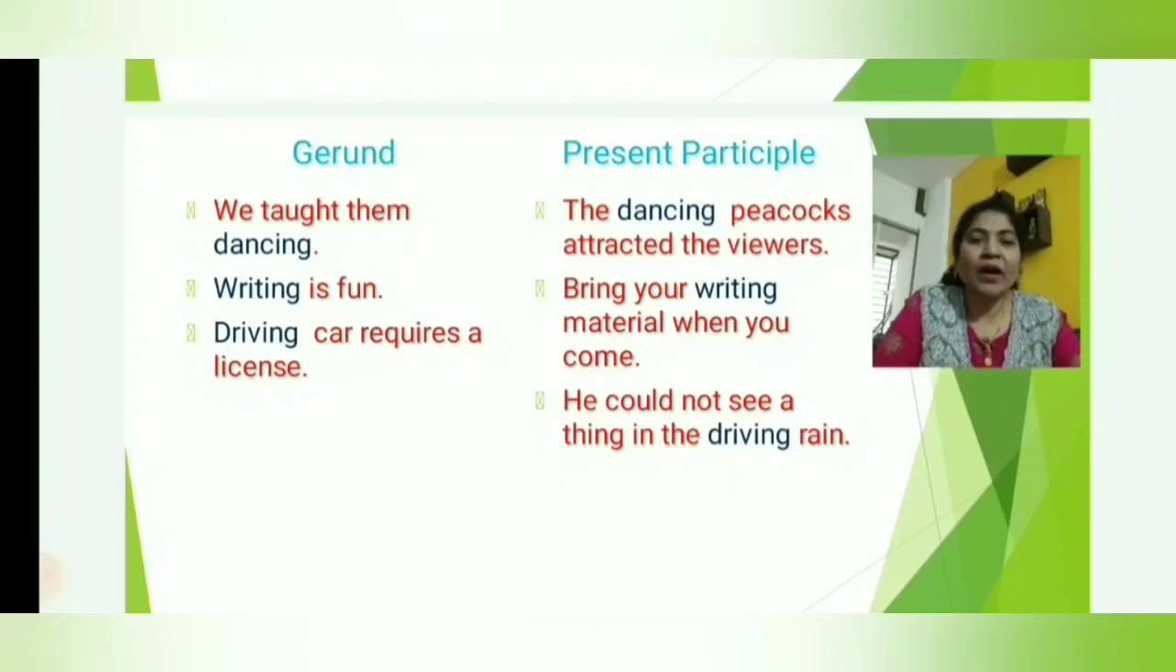Driving a car requires a license. Driving is a verbal noun. He could not see a thing in the driving rain. Rain again is a noun here, and the word driving is qualifying rain, and that's why it is a verbal adjective. So always remember, gerund and present participle are both the same form, the ing form of an action verb, but both function in different ways. A gerund functions as a verbal noun and a present participle functions as a verbal adjective.